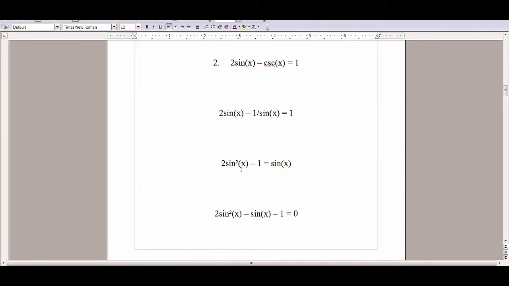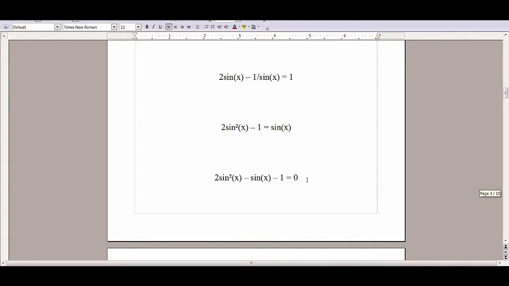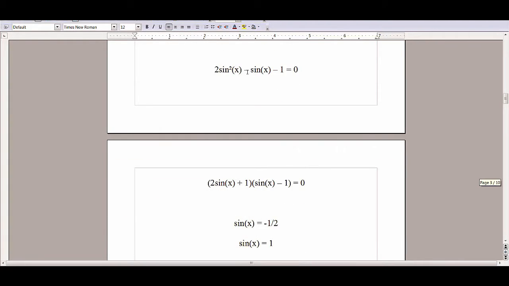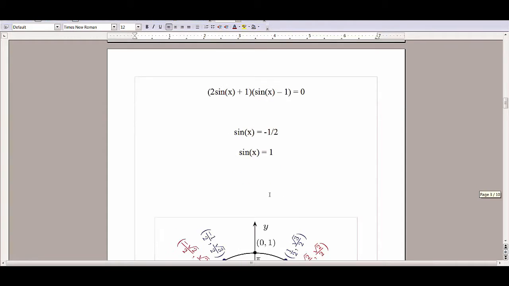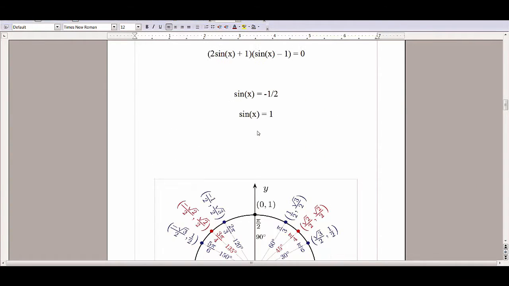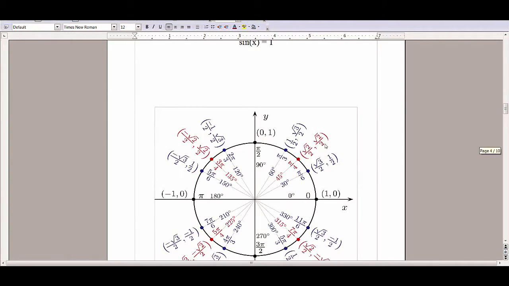Moving on, you can just multiply both sides by sine of x, and that'll give you 2 times sine squared x, and then minus 1 because this sine x cancels out, equals sine x. Then you got this, which is obviously a quadratic equation. You factor it, and you get sine x equals negative 1/2 and sine x equals 1. Pretty simple. Now, where does sine x equal negative 1/2?